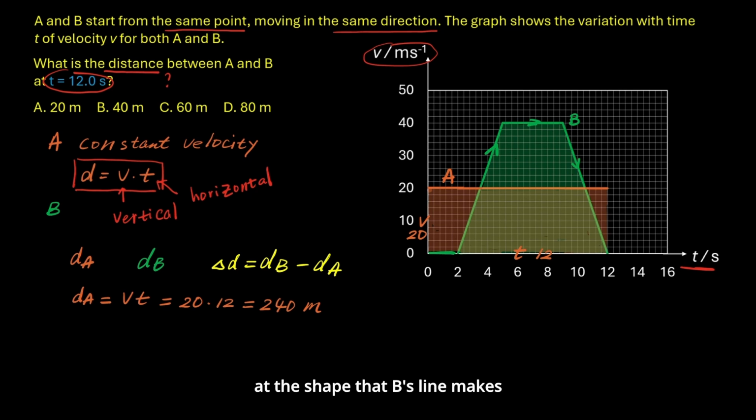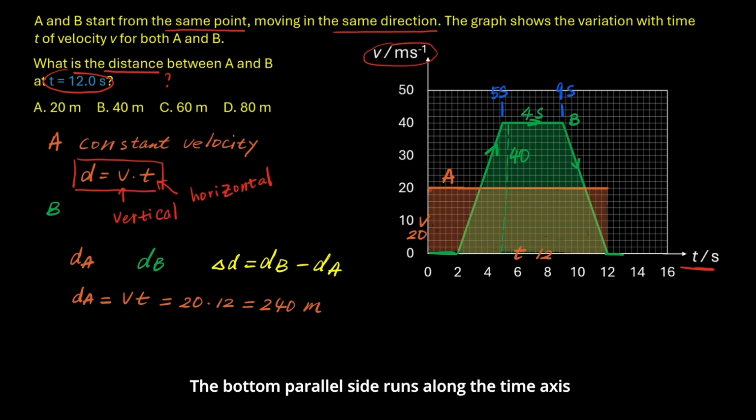Look at the shape that B's line makes with the time axis. B sits at 0 for the first 2 seconds, then rises to 40, holds at 40 for a while, then comes back to 0. What shape is that? That's a trapezoid. The top parallel side is the flat section where B is doing 40 meters per second. From this moment, which is the 5th second, to this moment, which is the 9th second. So that's 4 seconds wide.